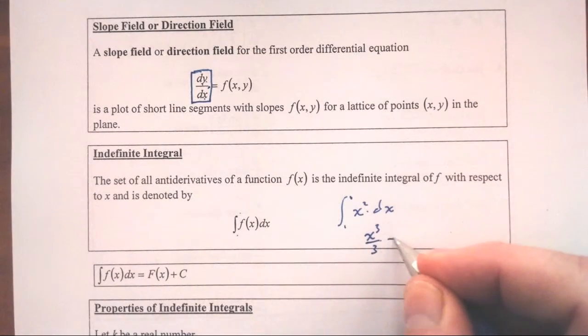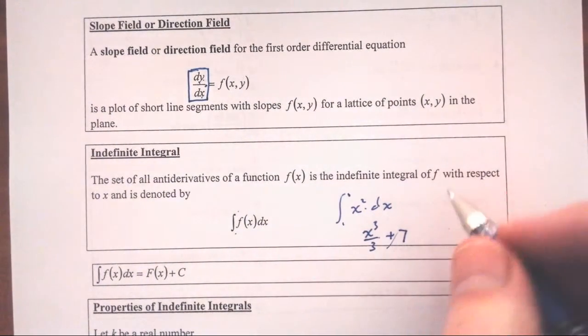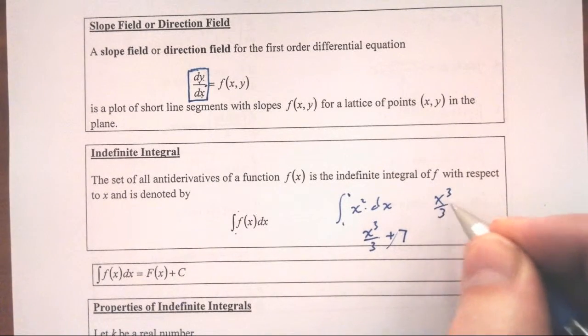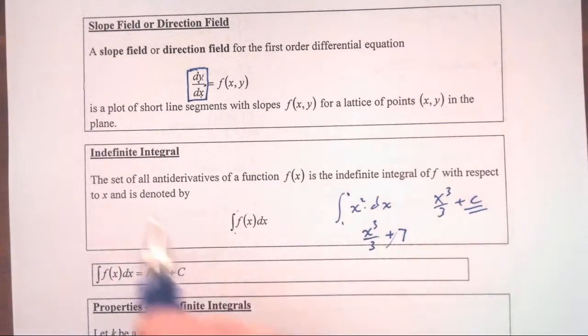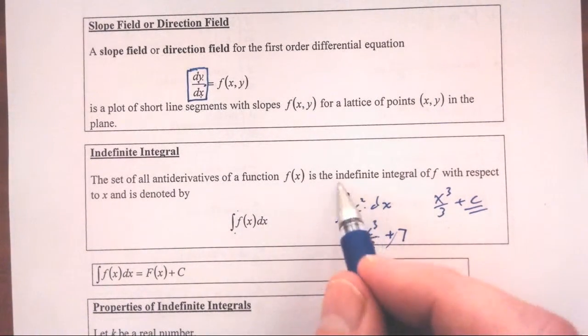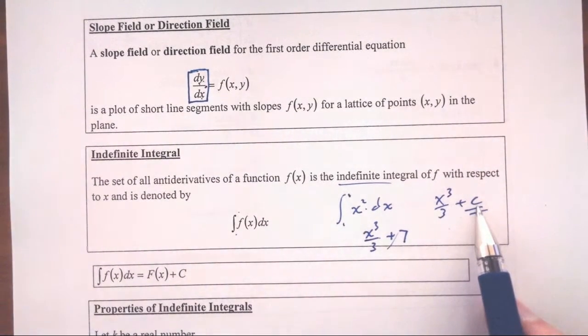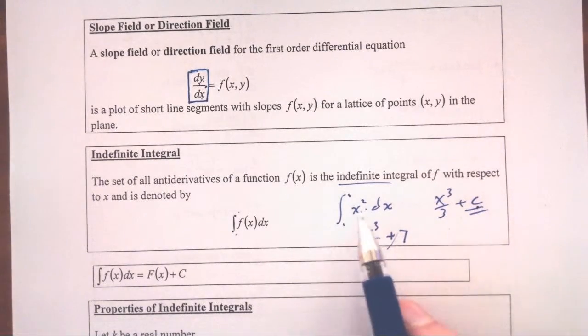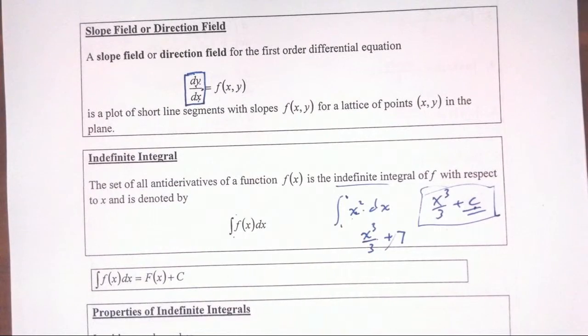But so does the derivative of x cubed over 3 plus 7, or x cubed over 3 plus any constant. And this is what we need to do when we're asked for a general integral or an indefinite integral, because that constant just gets absorbed when we take the derivative, and this still gets us back to x squared. Hope that makes sense.